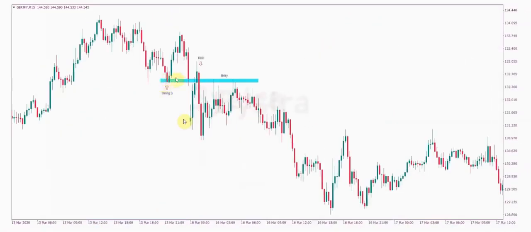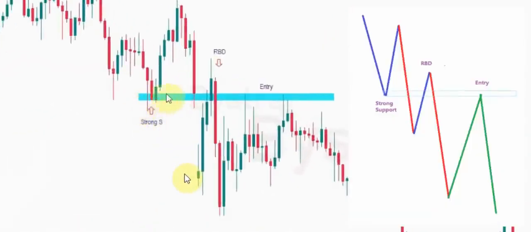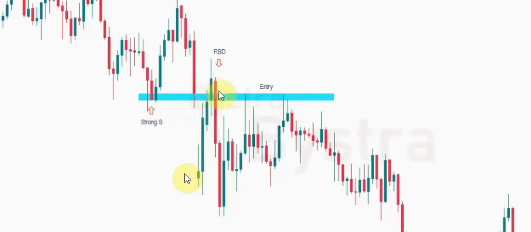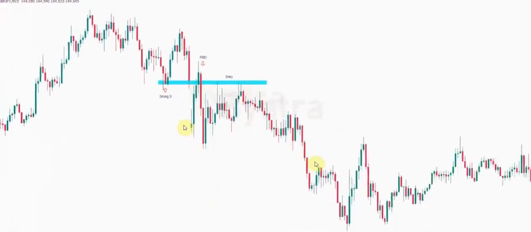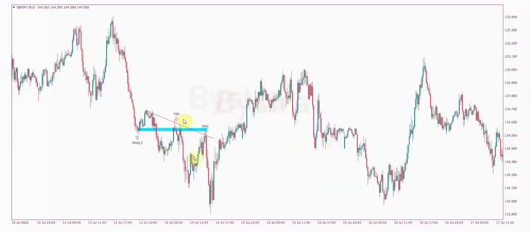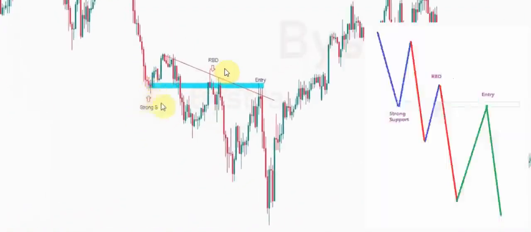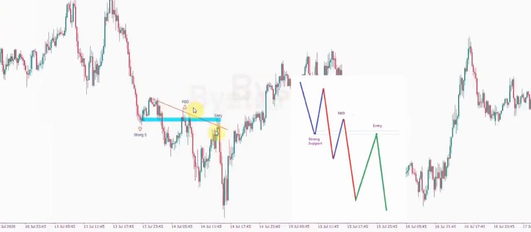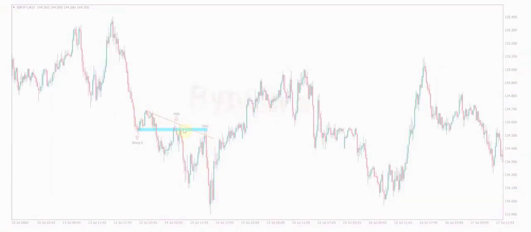Okay, and here is another example. We have strong support, and then we have rally-based drop. As you can see here, a bearish engulfing is also considered a rally-based drop. And then price came back and continued to fall. And here also we have strong support, and then we have rally-based drop, and then price came back and continued to fall. This time we have confluence.